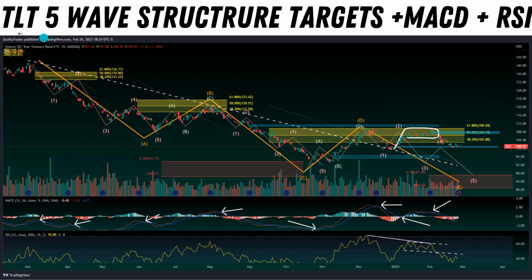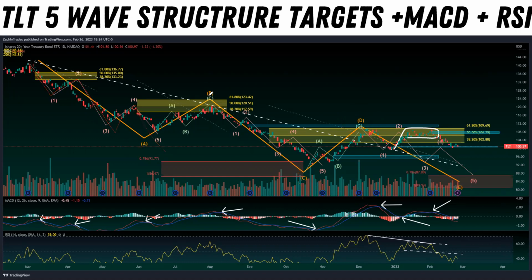So first off, we're going to go ahead and take a look at TLT, give a nice breakdown of it. And what we're looking at here is going to be our 5-wave structure that we're targeting. Okay, so that's going to be in orange. We have our wave 1, 2, 3, 4, and 5. Now, wave 1, 3, and 5 should be 5-wave impulsive moves. And that's been tracking pretty much throughout the whole year up until recently. We got 1, 2, 3, 4, 5 down.